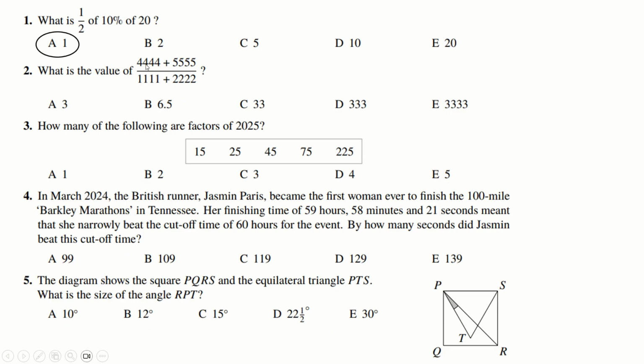We can add these numbers up to get 9999, and these to get 3333. And clearly 3 lots of that fit into that, so the answer is 3.